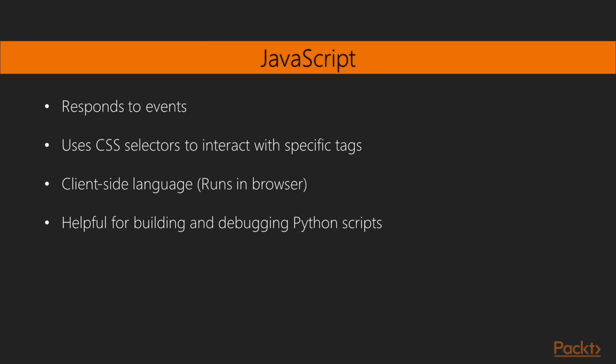It uses CSS selectors to interact with specific tags. So for instance, if you press a button, JavaScript knows which button you pressed by that tag's ID. JavaScript is also a client-side language, meaning it runs in the browser. We'll discuss server-side languages later. It's also very, very helpful for us when we're building and debugging our Python scripts. We'll see that in a future video.